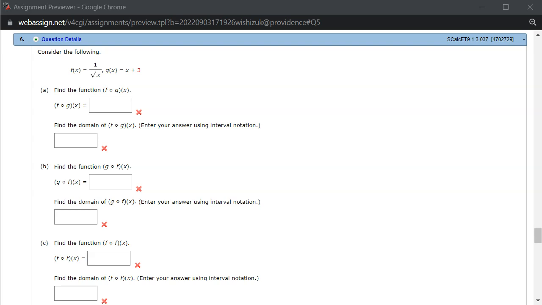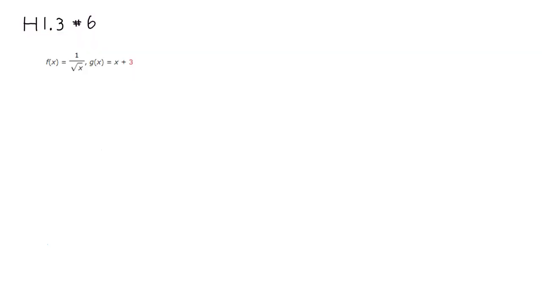All right, let's look at homework 1.3, problem number 6. We have two functions given. f of x is 1 over square root of x, and g of x is x plus 3. First, we want to find f of g of x. All right, so let's do that.